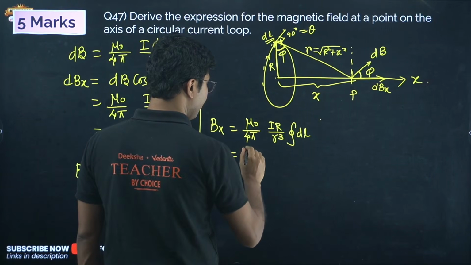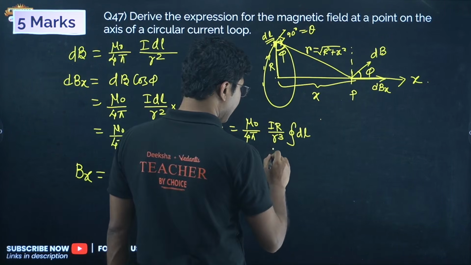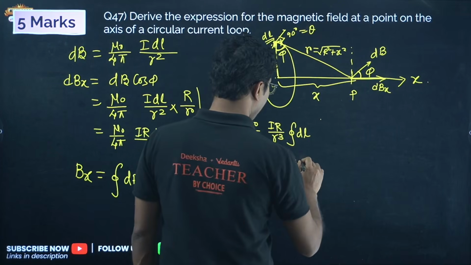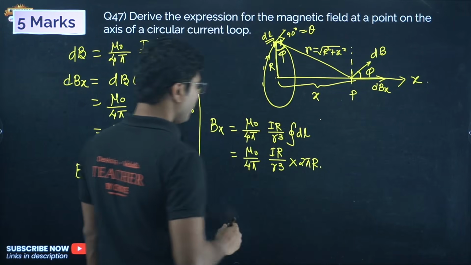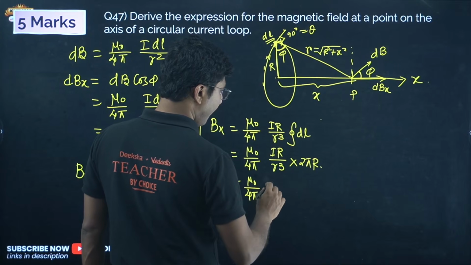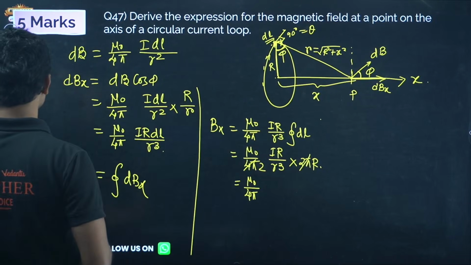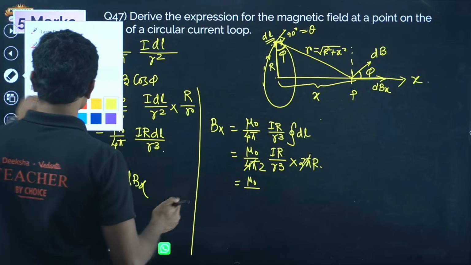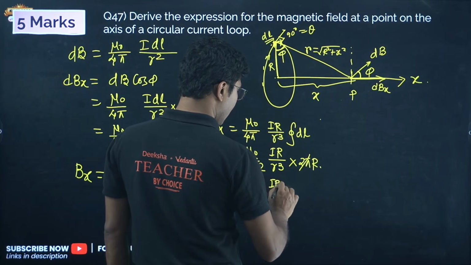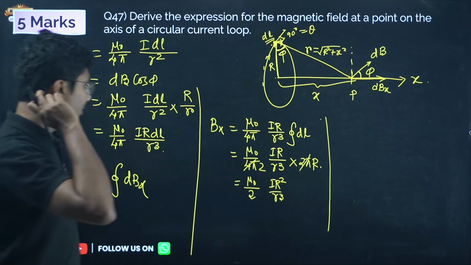So you can write this as mu naught by 4 pi, I R by R cube into 2 pi capital R, or mu naught by 4 pi, 2 pi will be cancelled, so mu naught by 2 will be left, and you get I R square by R cube. So we have reached our final destination.